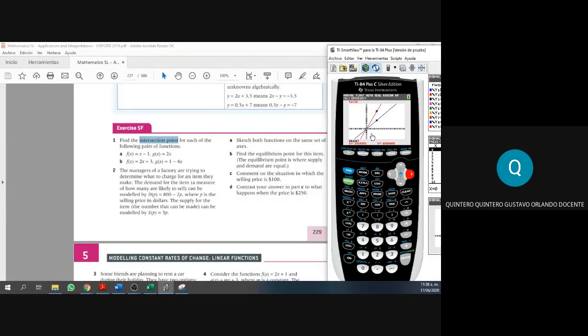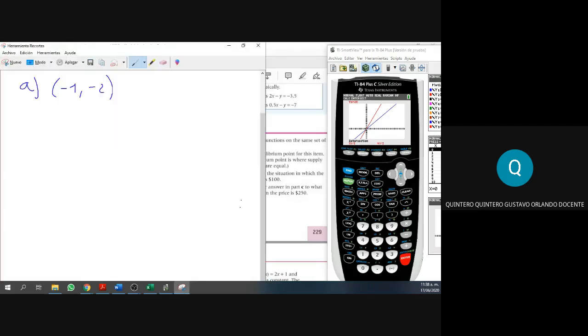It doesn't really matter if you screw up and don't select the proper intersection. It doesn't matter. Just select one as close as you can. Press enter, and after a while, the calculator is going to give you the answer. Intersection is for x equals -1 and for y equals -2. This is how we write it as an answer. The answer A is parenthesis -1 comma -2.